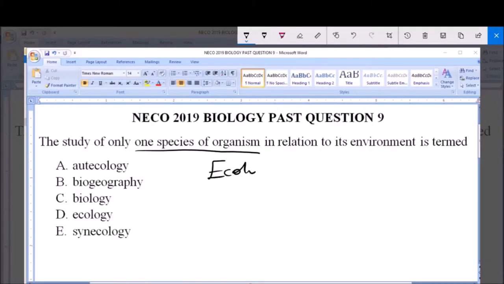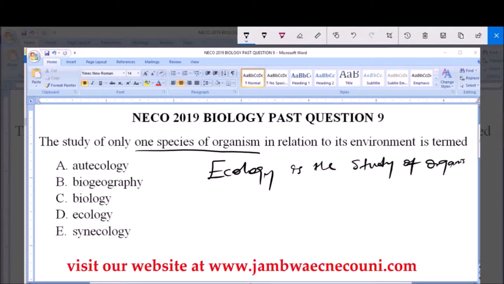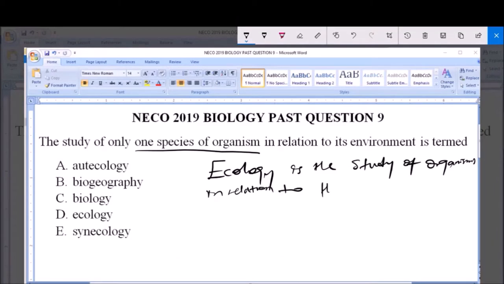It is known that ecology is the study of organisms in relation to their environment. Now ecology is divided into two, basically the synecology and the horticulture.